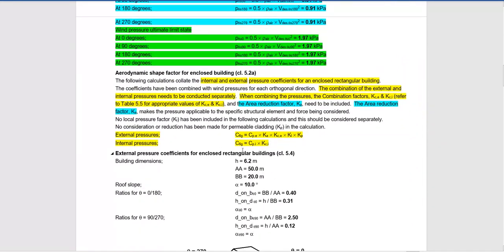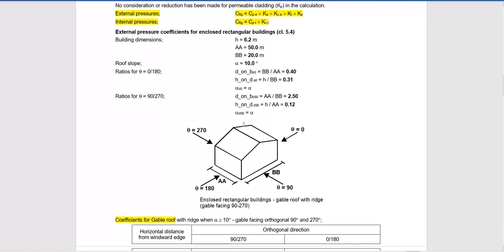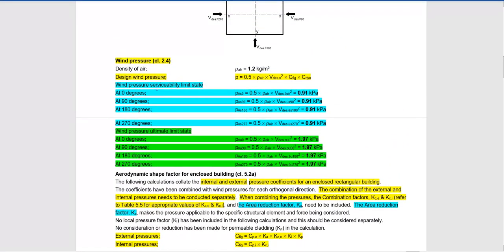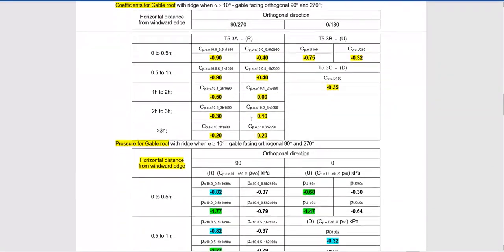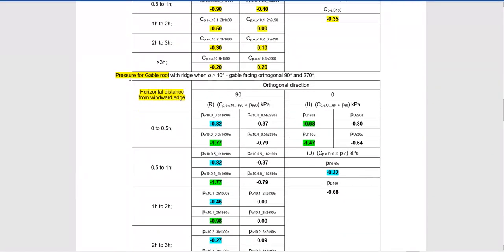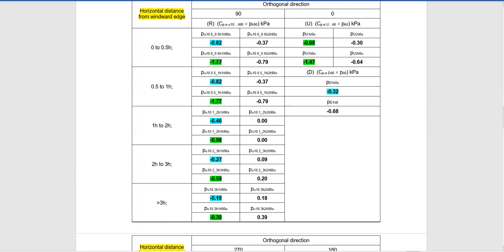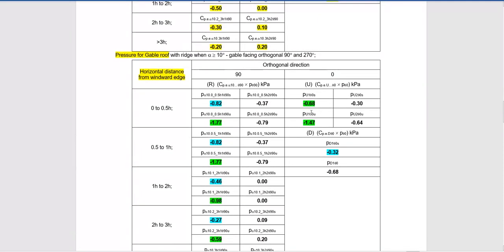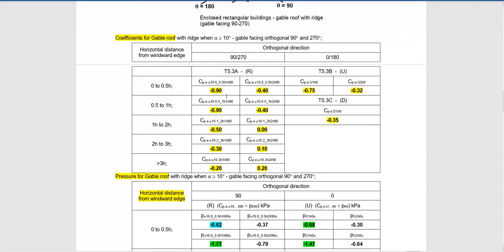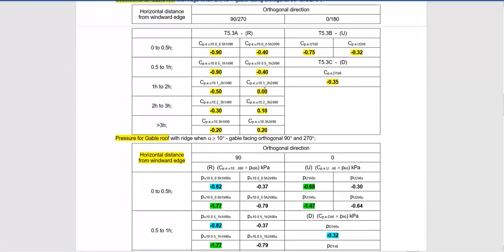which is in here, to get our wind pressure, which is the next table. So pressure for gable roof, where I've got two values, which I've highlighted in blue and green. Blue stands for the serviceability limit state for wind pressure, and the green stands for the ultimate limit state for wind pressure. So as you can see, initially we've got two values for Cpe. We have negative 0.90 and negative 0.4.